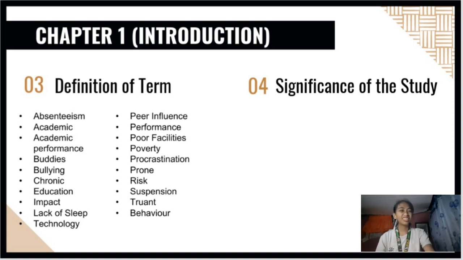Now, the next one is the lack of sleep. Lack of sleep is not being able to sleep at a proper time. Now, the next one is peer influence. When we say peer influence, it refers to the feeling of value or belonging to the community that exerts some negative and positive impacts.